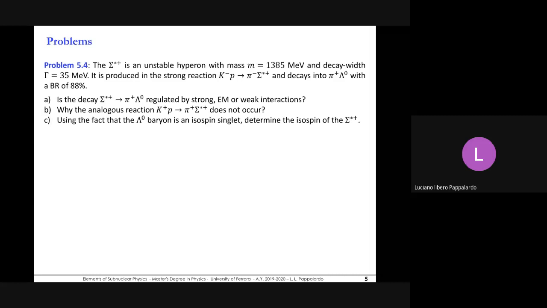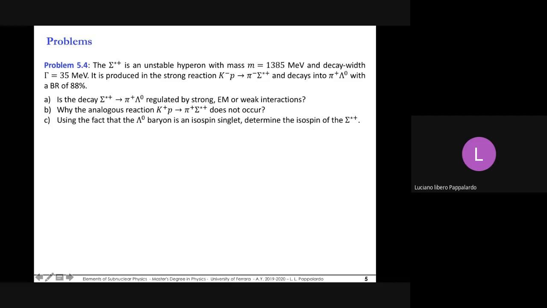Now that we have collected enough information about isospin, strangeness, and baryonic number, let's work out some problems. So the first one, problem 5.4. The sigma star plus is an unstable hyperon with a mass of 1,385 MeV and a decay width of 35 MeV. It is produced in the strong reaction K minus proton into pi minus sigma star plus, and it decays into a pi plus lambda 0 with a branching ratio of 88%, so with a very high probability.